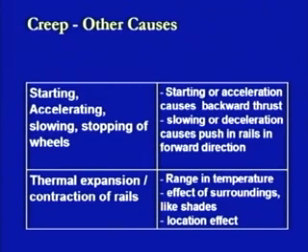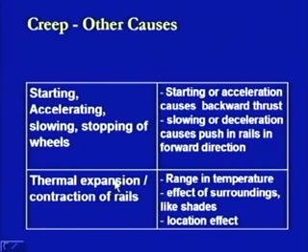Similarly, if we are moving and are going to stop, and there is a sudden application of the brake, or if we are going to slow down, then there is also an application of the brake. This application of the brake coming through the driving wheels will have a component in the forward direction, and it will try to induce creep in the forward direction. So, starting or accelerating causes a backward thrust, whereas slowing or deceleration pushes the rails in the forward direction.